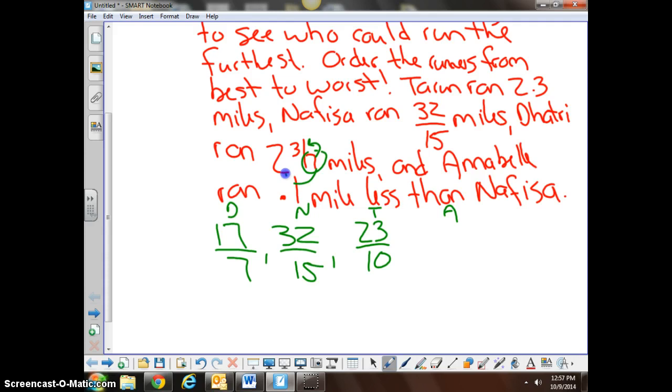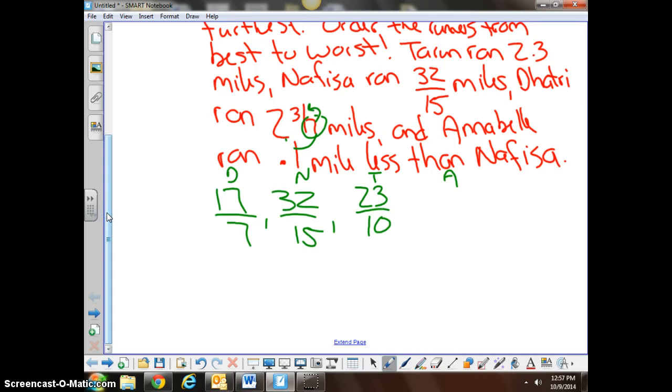Ben? Turn the pieces into a decimal. Turn it into a decimal? Yeah. Or could you turn Annabelle's into a fraction? Okay, so either one works, right? So in order to figure out what Annabelle is, I'm going to take 32/15, which is Nafisa's, and I'm going to subtract 1/10. Does that work? Is she 1/10 of a mile less than Nafisa? Yes. Oh, it does, right? Okay.